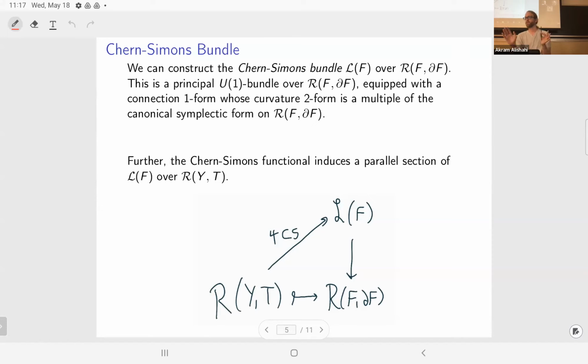Basically, D of it, that's not quite right, but basically D of that one form is the symplectic form downstairs. Not really D, it's the curvature, but close enough. So somehow that connection one form on that bundle is inducing the symplectic form downstairs.